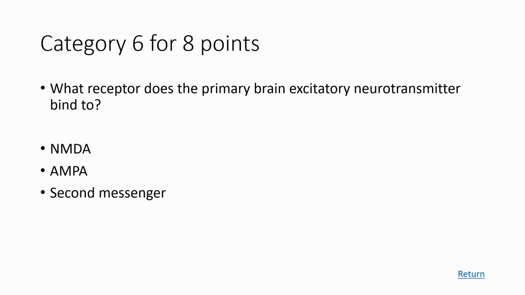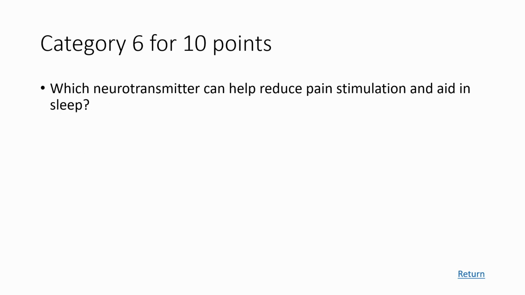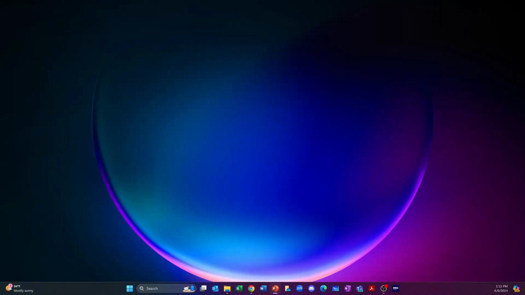Remember, Namenda I gave you the example of, because they just took NMDA and made a word out of it. So Namenda is the name of the drug that affects those things. What neurotransmitter can help reduce pain stimulation and aid in sleep? Here's your serotonin. That's it. Let me pull up the Kahoot.